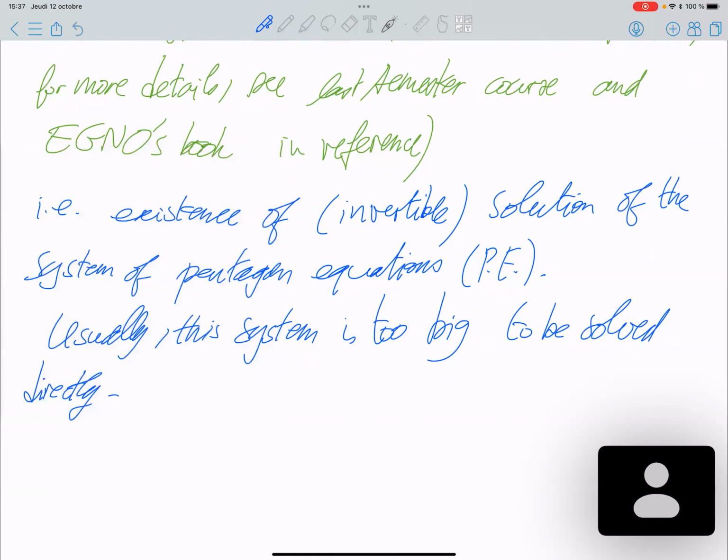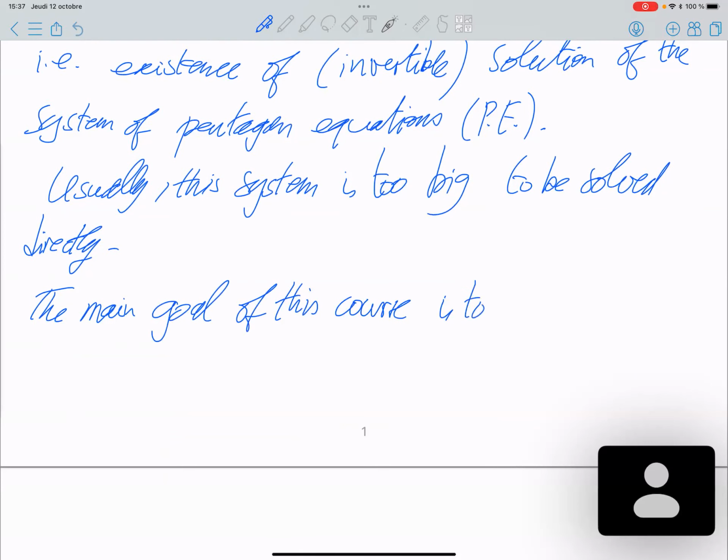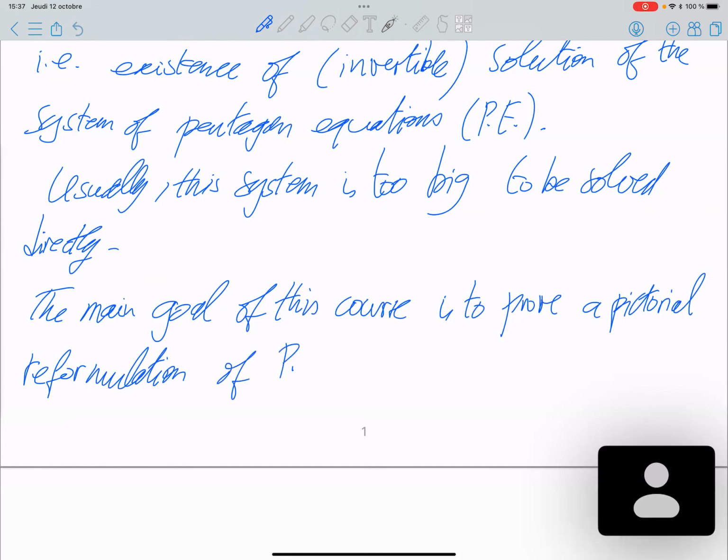And our way is pictorial. So the main goal of this course is to prove in details a pictorial reformulation of the system of Pentagon equation.